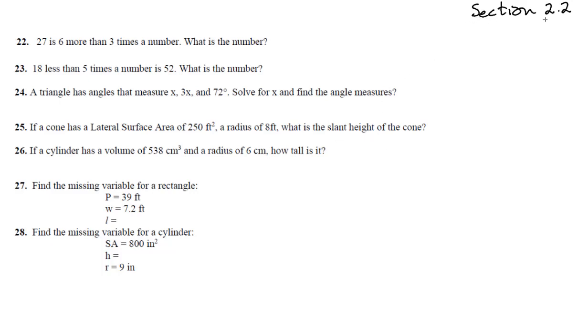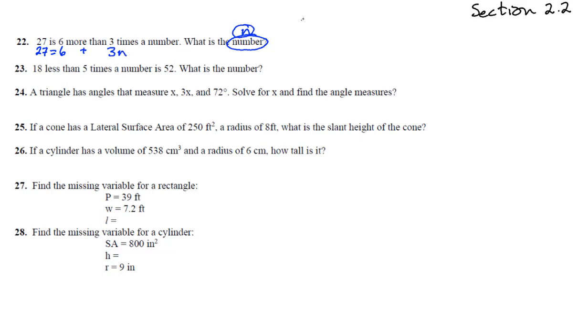Here we are in section 2.2 with the solutions to numbers 22 through 28. Number 22 says 27 is 6 more than 3 times the number. What is that number? Here we have an opportunity to pick a variable. Let's call it n. And now we translate this. 27 is 6 more than, that's a plus sign, 3 times a number which we have labeled, we don't know what that number is, n.